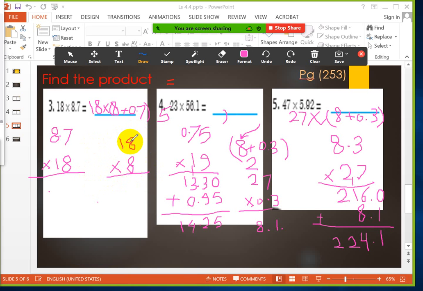8 multiply 8 equals 64. So I will put 4 here and 6 above the 10th. 8 multiply 1 equals 8 plus 6. 8 plus 6 equals 14 also, so it will be 144. This is the first answer. Now I want to multiply the same number 18 with what? With 0.7.